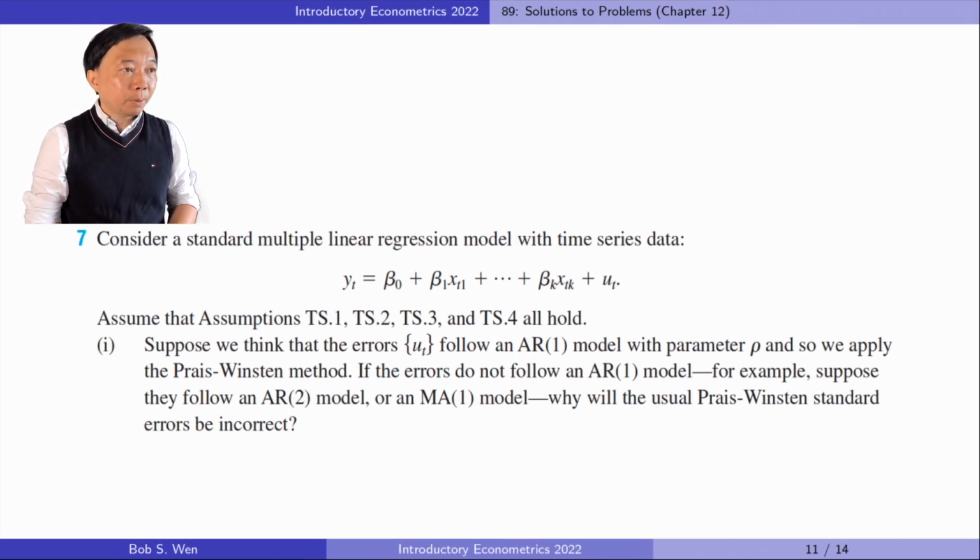Consider a standard multiple linear regression model with time series data. Assume that assumptions TS.1 to TS.4 hold. In part 1, suppose we think that the errors μt follow an AR(1) model with parameter ρ, so we apply the Prais-Winsten method. If the errors do not follow an AR(1) model, for example, suppose they follow an AR(2) model or an MA(1) model, why will the usual Prais-Winsten standard errors be incorrect?